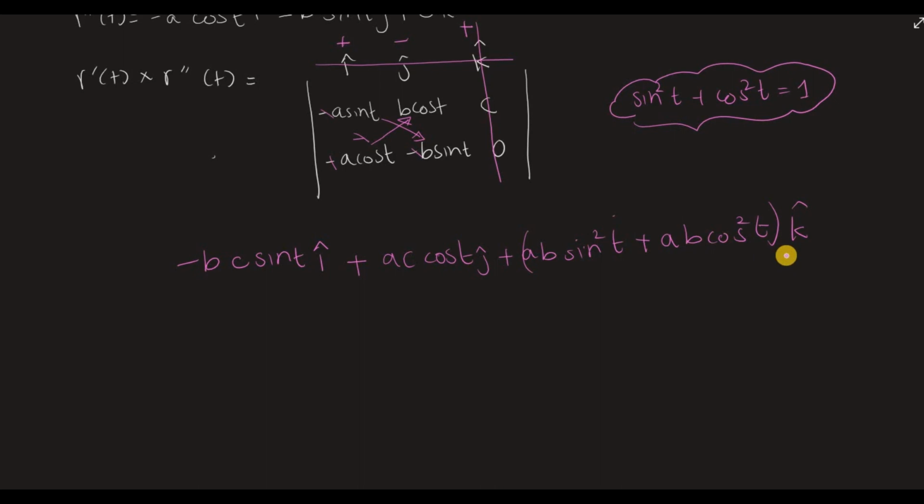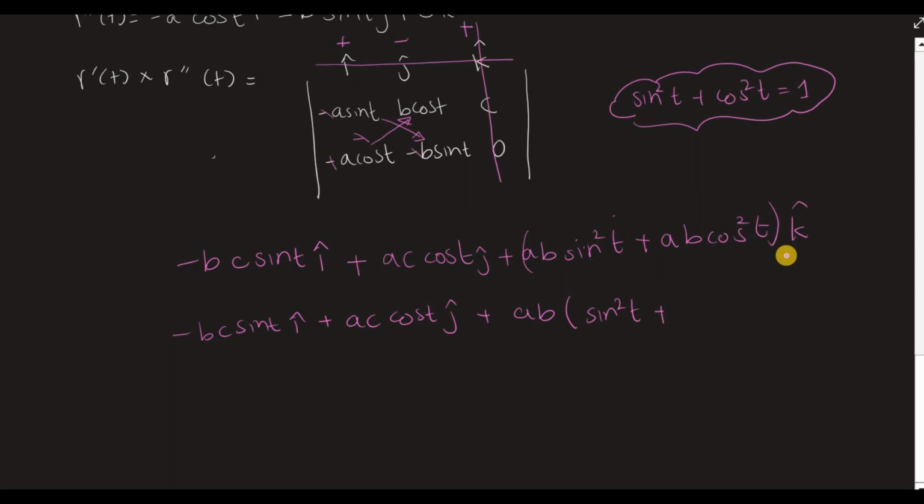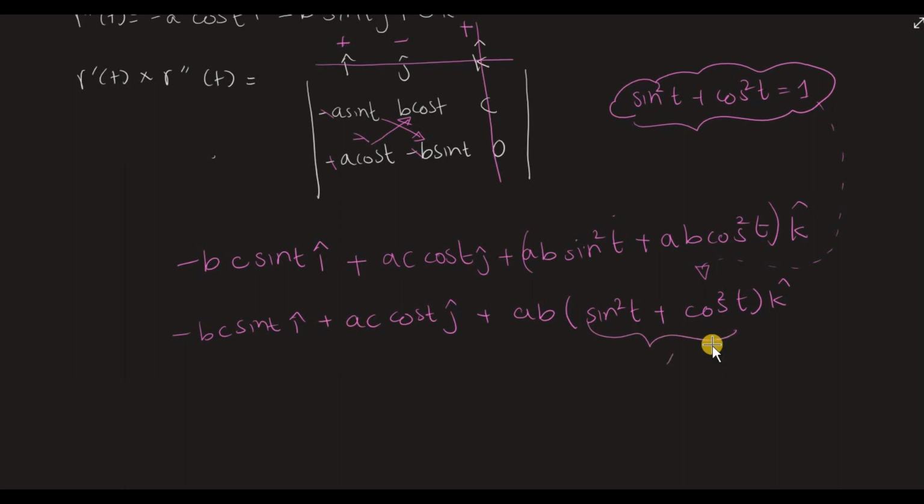So if you factor out the AB here, I just do that. AC cosine t j hat plus AB, factoring the AB gives us sine squared of t plus cosine squared of t k hat. So I just factored out the AB and I'm left with this, right? And this looks like this, right? So you can replace it with 1. Using this trig identity in here gives us 1.